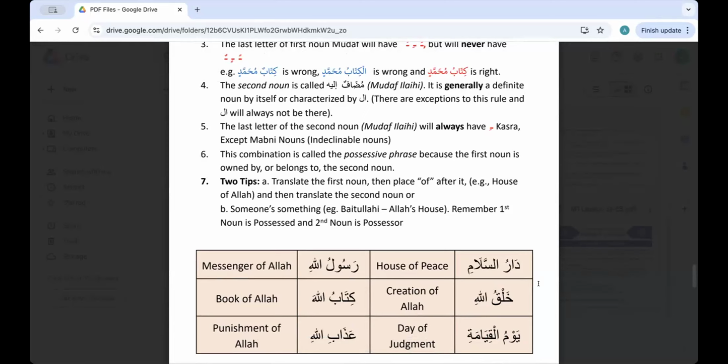The first one is Darus Salami. The original word is Darun, I guess, because the first noun takes the role of mudaf here, so there will not be tanween. The tanween is removed. And as-Salami takes kasra because it is mudaf ilayhi, the possessor. Basically, mudaf ilayhi takes kasra except mabni words. That's right. You can do the next one as well.